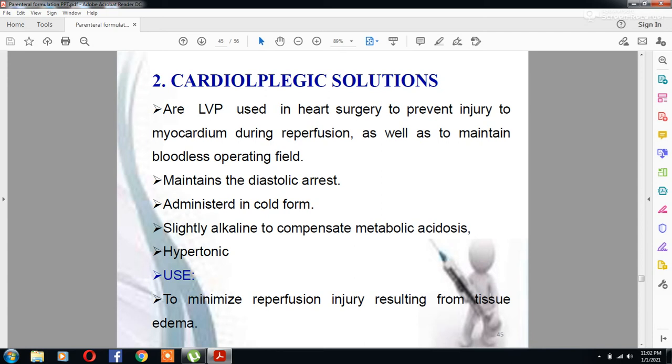Cardioplegic solutions. This type of LVP is used in heart surgery to prevent injury to the myocardium during reperfusion, as well as to maintain a bloodless operating field. It maintains diastolic arrest, is administered in cold form, is slightly alkaline to compensate for metabolic acidosis, and is hypertonic. Its use is to minimize the reperfusion injury resulting from tissue edema.